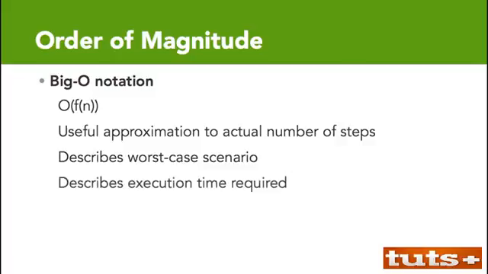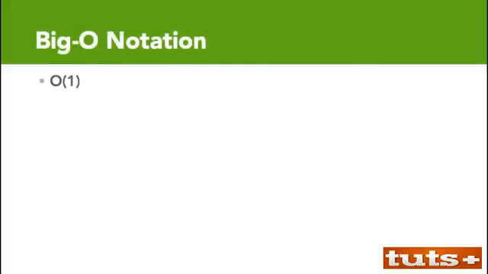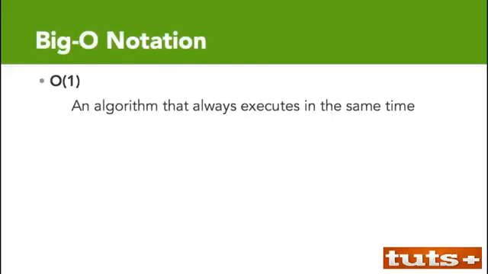Big O specifically describes the worst-case scenario and can be used to describe the execution time required or the space used in memory or on disk by an algorithm. Let's talk about some specific Big O notation. O of 1 describes an algorithm that will always execute in the same time or space regardless of the size of the input dataset.